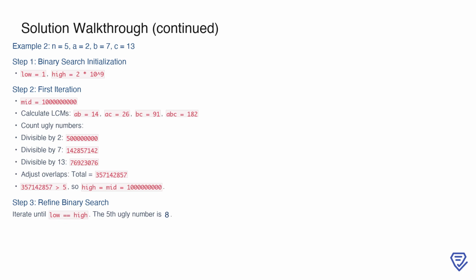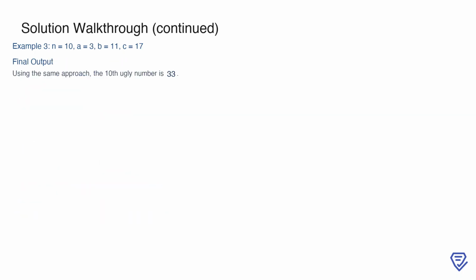Numbers divisible by 2 contribute 500 million, by 7 contribute 142 million, and by 13 contribute 76 million. Adjusting for overlaps using the LCMs, the total count of ugly numbers is approximately 357 million. Since this count is much greater than 5, we reduce high to mid and continue refining the range. Repeating this process, the binary search eventually converges, and the fifth ugly number is determined to be 8.